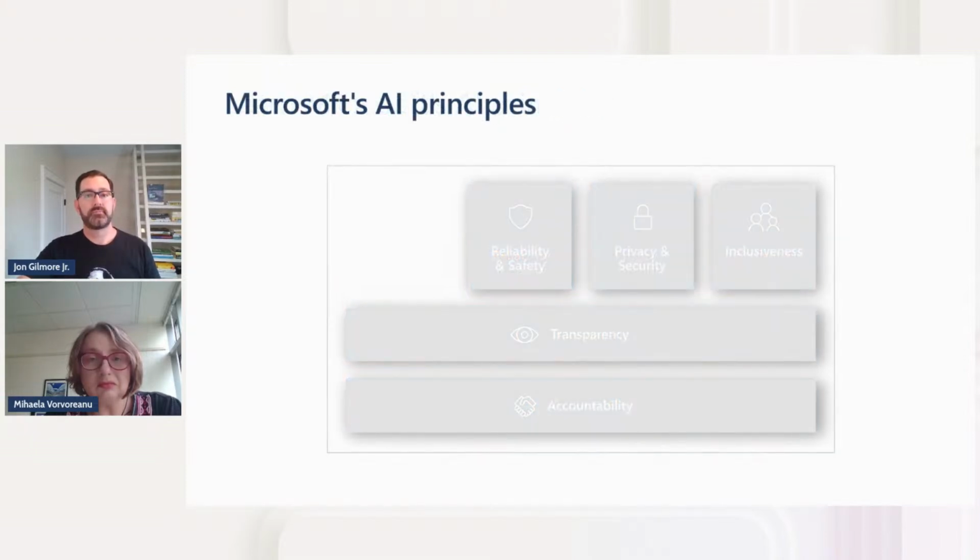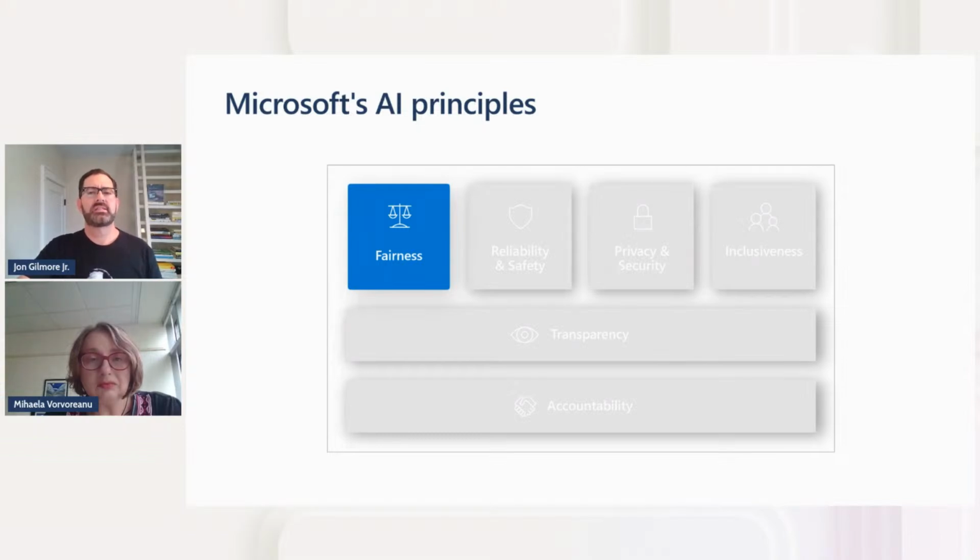So first, we have fairness. For AI, this means that AI systems should treat everyone fairly and avoid affecting similarly situated groups of people in different ways. For example, when AI systems provide guidance on medical treatment, loan applications, or employment, they should make the same recommendations to everyone with similar symptoms, financial circumstances, or professional qualifications.